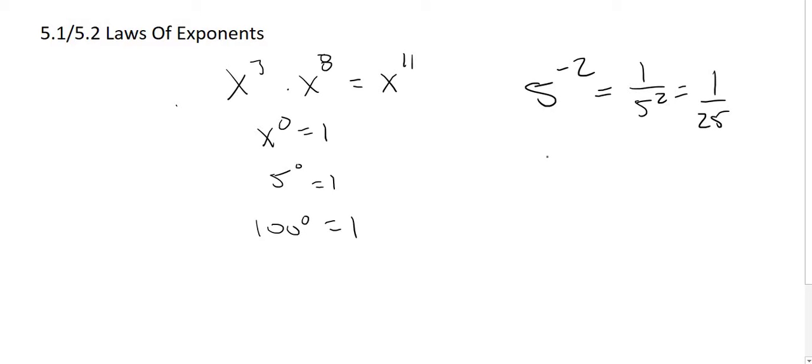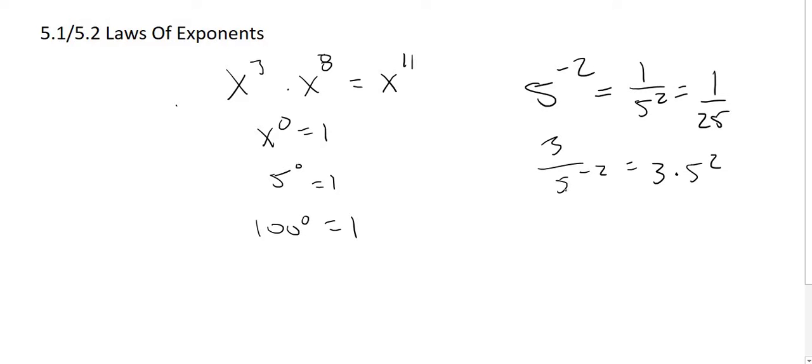But let's do 3 over 5 to the negative 2, where now the negative 2 is on bottom. This negative 2 only belongs to the 5. The 3 stays where it is, but the 5 comes up and joins it and becomes 5 to the positive 2. So the point is that the negative exponent changes the location of whoever it's on.